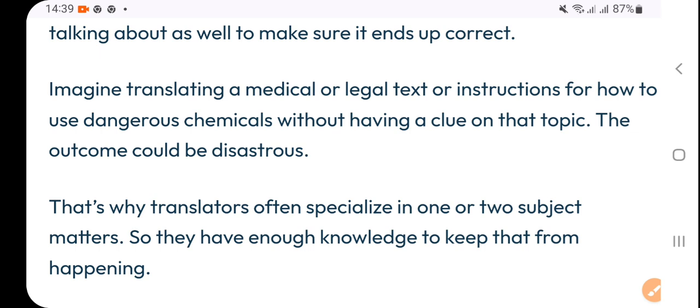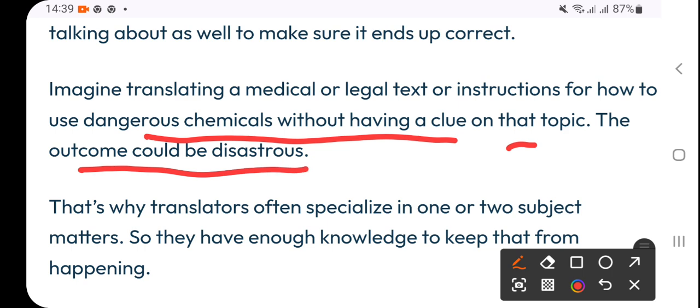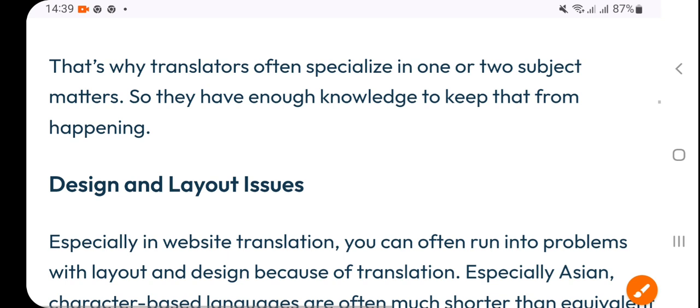Imagine translating a medical or legal text, or instructions on how to use dangerous chemicals, without having a clue about the topic. The outcome could be disastrous, right? So with chemicals, you have to have knowledge about how to use them and what should not be done. Otherwise, if you mistranslate, that can be very disastrous. So it's very risky also.